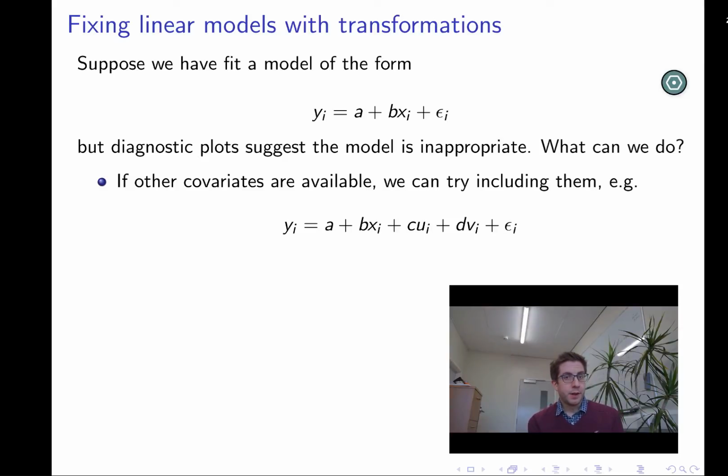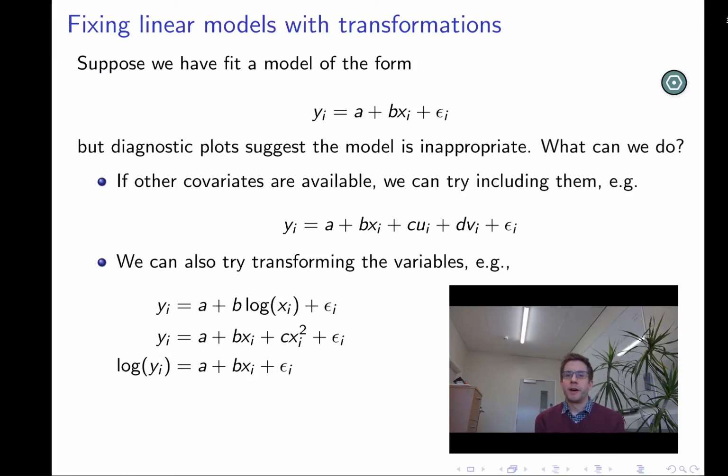Of course, in many situations that's going to be an inappropriate solution in that we won't have additional covariates. We'll have included all the covariates we have already into the model. What can we do in this situation? So one thing we can try is transforming the variables that we do have. So in fact, instead of fitting y is a plus bx, we could try transforming the x variables, for example. So we could try y is a plus b times log x plus an error too, where instead of using x, we've used log x.